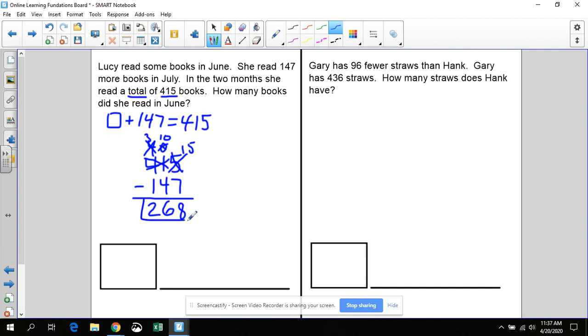Have to be checking every step of the way whether you can do the problem or not without help. Here, the 5 was smaller than the 7, so it needed help, and the 0 was smaller than the 4, so it needed help. And then 268 goes in my box, and my label is books.